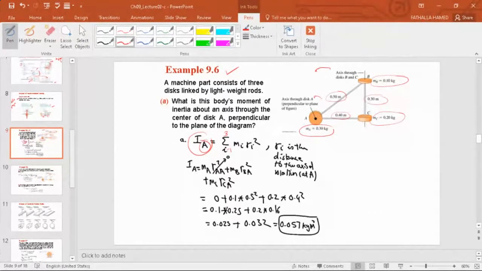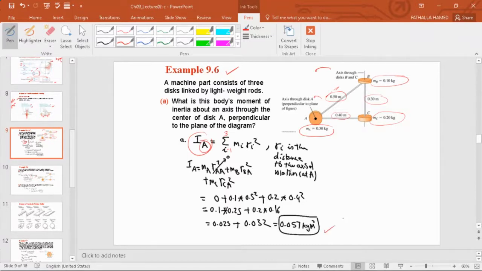Now, mass A is exactly at A, and that's why that term is equal to 0, plus m_B r_BA squared plus m_C r_CA squared. You get 0 for A, plus mass B is 0.1, and how far is it? It is 0.5 squared, plus 0.2 times 0.4 squared. You only concentrate on how far it is from point A. And you calculate.